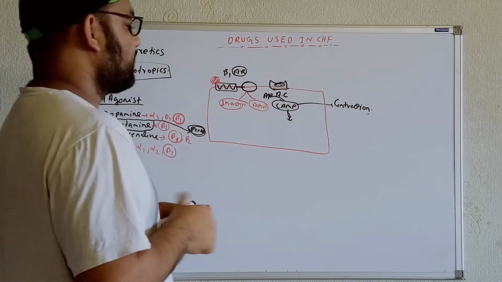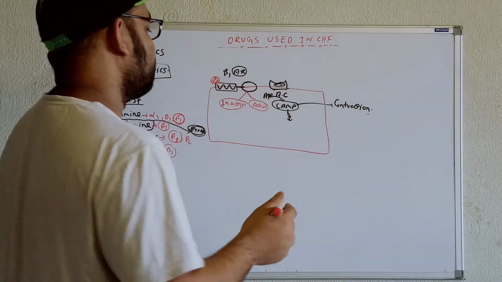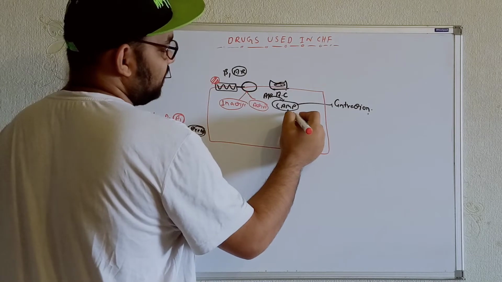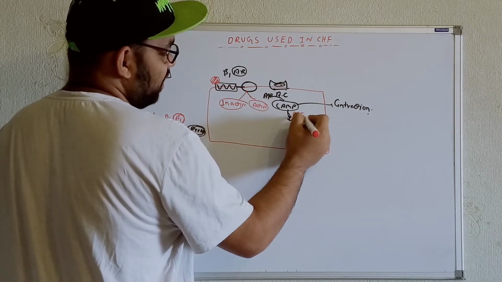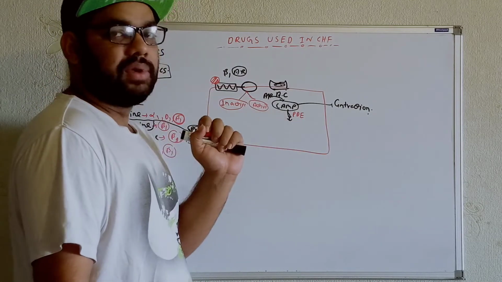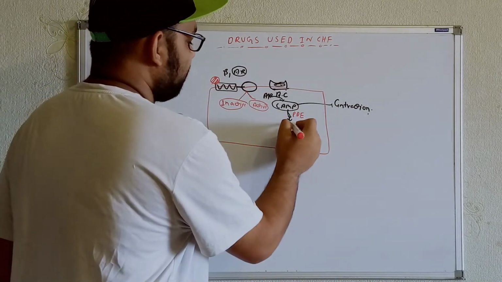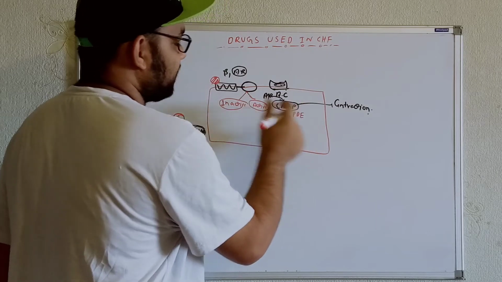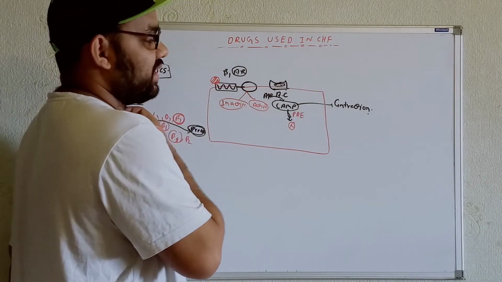Now we can use some drugs. There is an enzyme within these things that is known as phosphodiesterase. Let me write it over here. Phosphodiesterase. Now this enzyme can do what? Break down the cyclic AMP. Whenever the cyclic AMP gets broken down, there will be no activation from the cyclic AMP. As a result, contraction will get decreased.